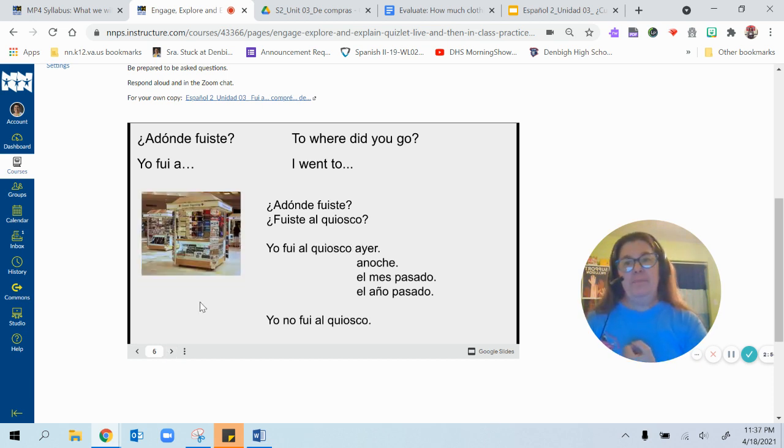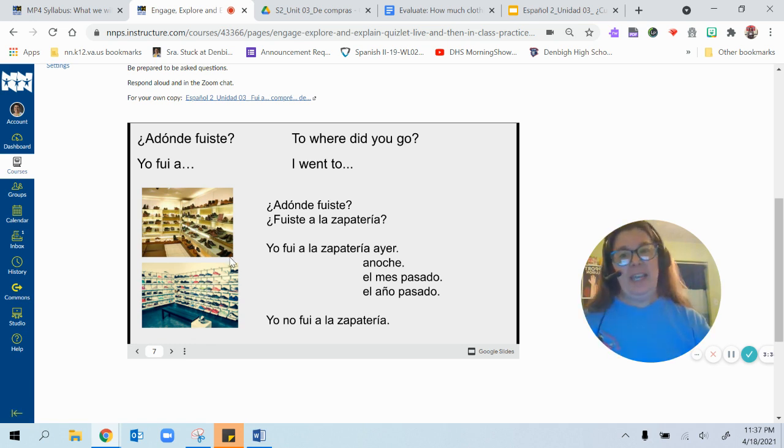¿A dónde fuiste? Yo fui a. Make sure you're practicing, you're repeating after me. Pause and take notes too. ¿Fuiste al kiosco? Kiosco. Yo fui al kiosco ayer. Fui al kiosco anoche. Fui al kiosco el mes pasado. Yo no fui al kiosco. If I'm not giving enough pause for you to repeat, go ahead and just hit the button to pause.